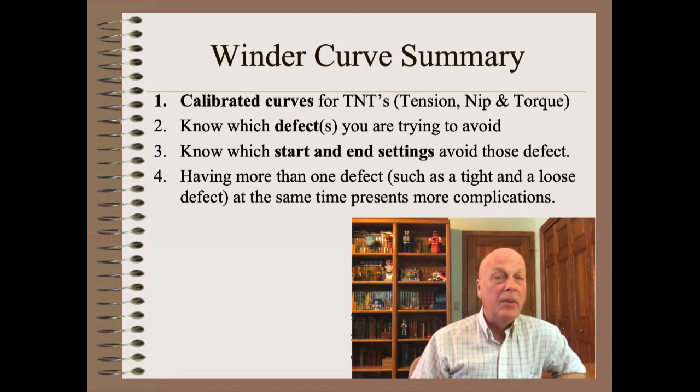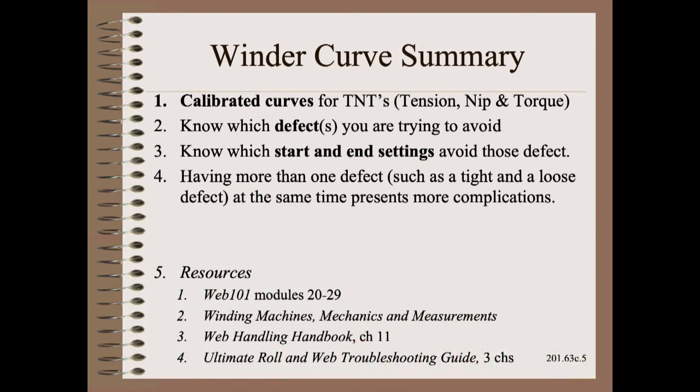Fourth, it can be more complicated if you have more than one defect at a time, particularly if one is a tight defect and the other is a loose defect. To make progress in those cases, we usually need to start looking at web quality as well as economics. This is an area well covered in courses such as my award-winning and trademarked Web101 school that has been taken by about 5,000 students. Alternatively, there are several books on the subject.